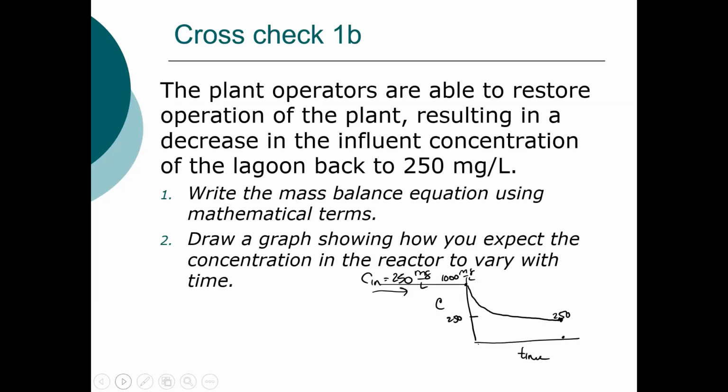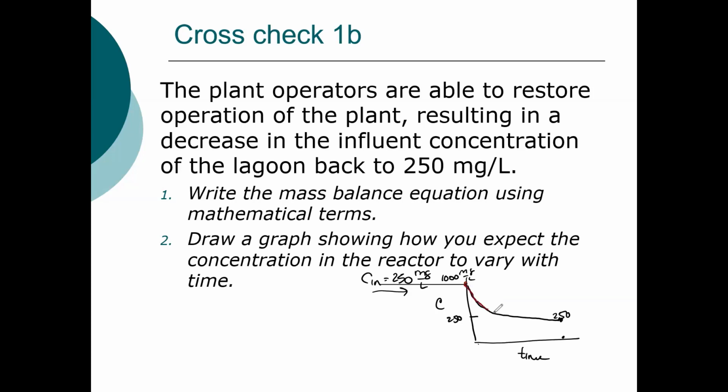The problem then asked that the plant operators were able to restore operation of the plant. That resulted in a decrease in the influent concentration back to 250 milligrams per liter. So we're starting here at 1,000, because this is where we just showed previously. Okay, now the influent concentration is suddenly 250 milligrams per liter, and we'll assume it's a sudden instantaneous decrease. And now, again, same equation applies. It's just now C naught is equal to 1,000 and C influent is equal to 250.